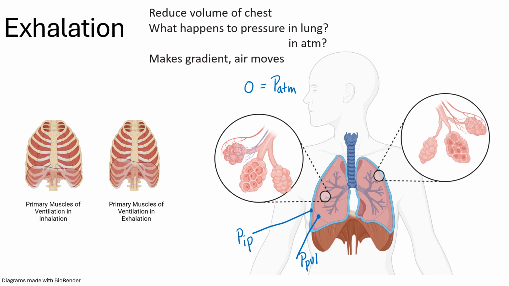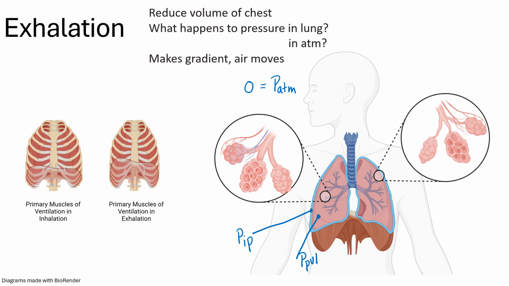Let's assume that starting out with exhalation, everything's at 0. Everything's a homogeneous mixture. Also remember that the intrapleural space is not going to be gaining any gases in ventilation. It's just used to create a pressure difference.